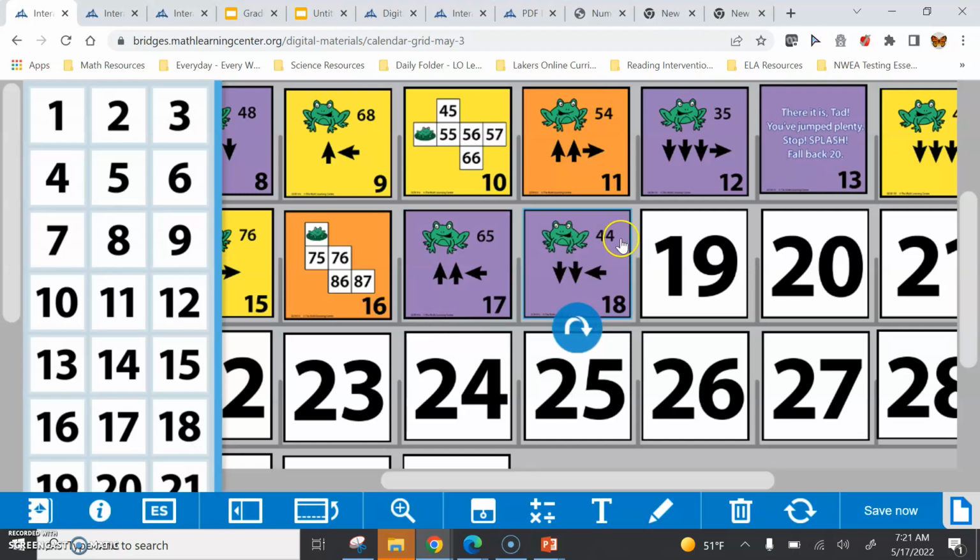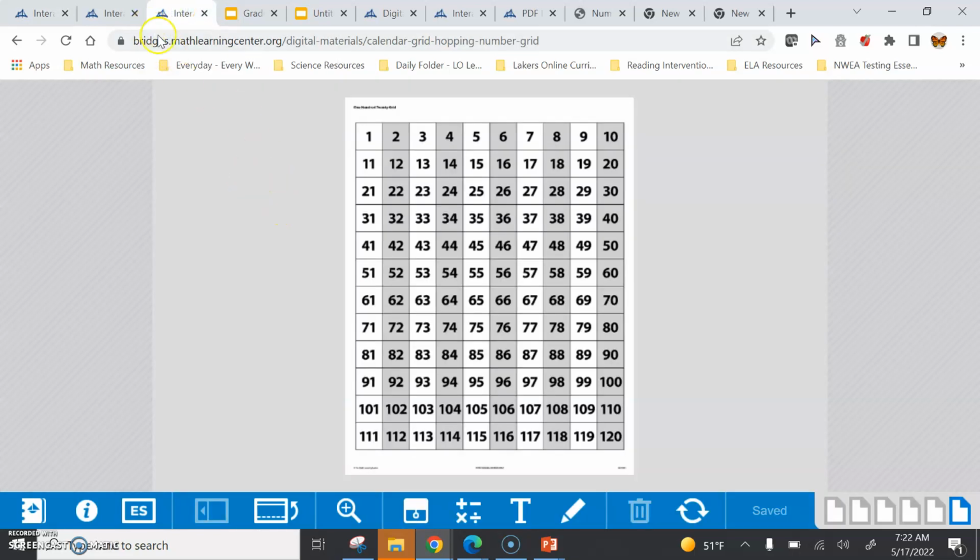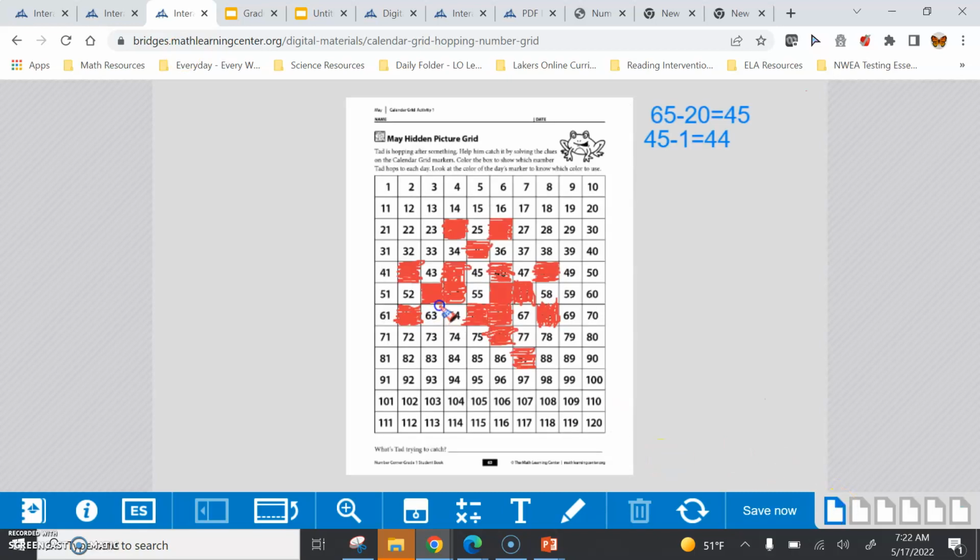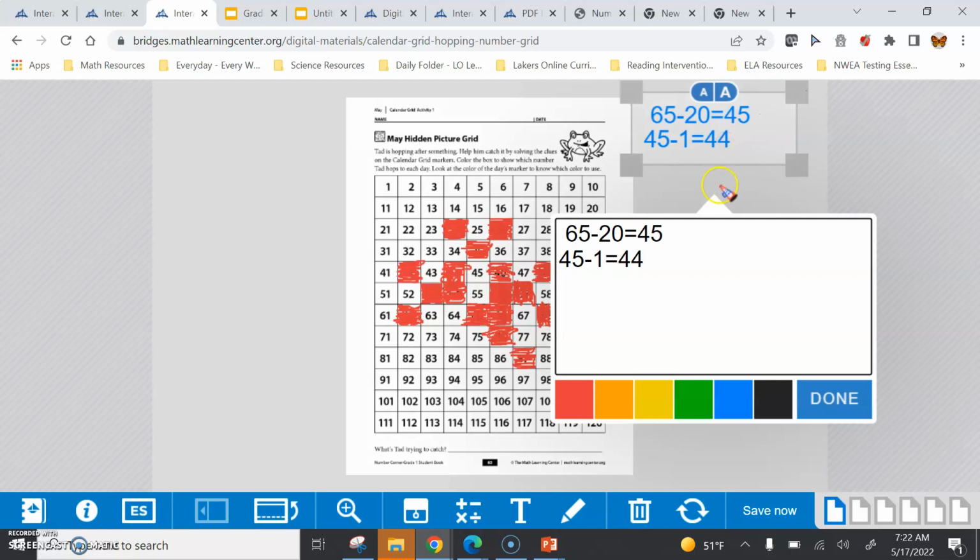Tad was on 44 with our last activity. And then Tad went down 2 and to the left 1. So when he goes down 2, he went down 10, 20, and then he went back 1, which means he subtracted 1. So let's look at our information. Tad was on 44. That was the last number we have, 44. Now we're going to do something with this.